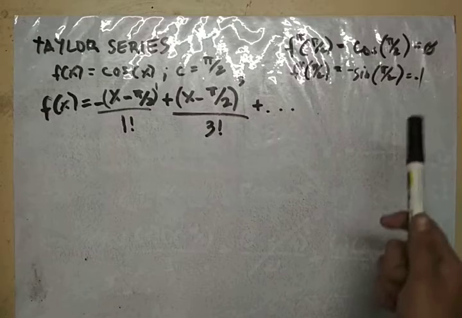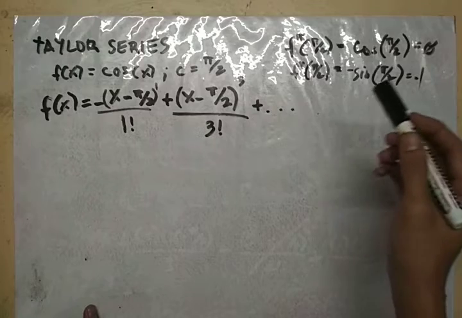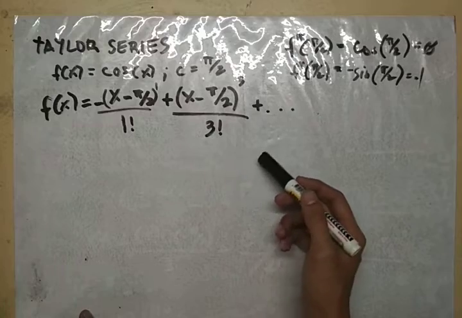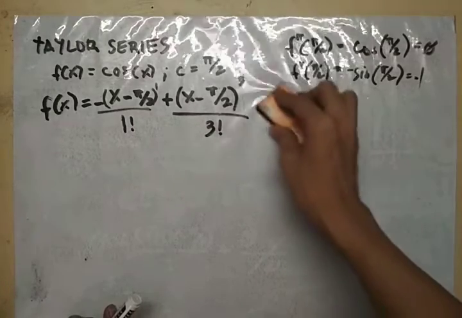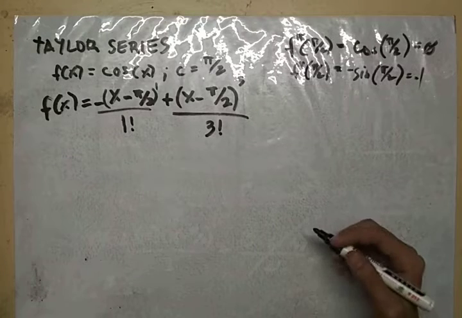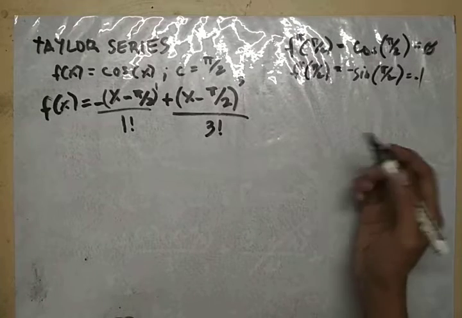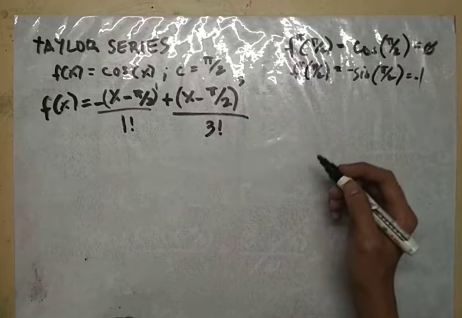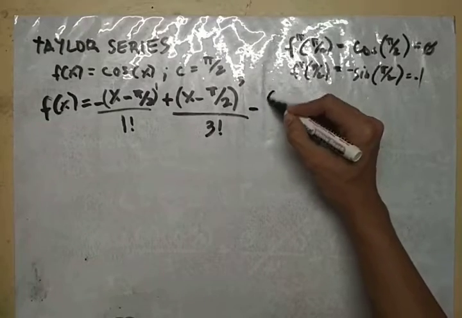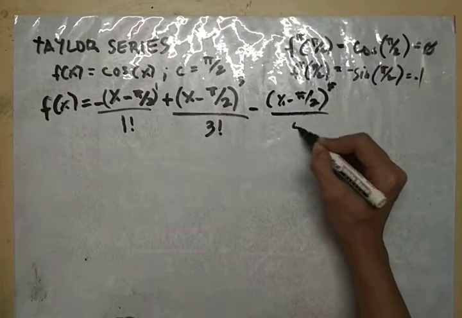Since it is multiplied by 0, it will be cancelled, and our fifth derivative will become negative 1 multiplied by x minus pi over 2 raised to 5 all over 5 factorial. Oh wait, I'm sorry, it is negative 1 multiplied by x minus pi over 2 raised to 5 all over 5 factorial. So we have minus x minus pi over 2 raised to 5 all over 5 factorial.